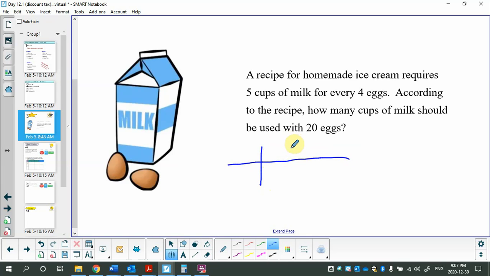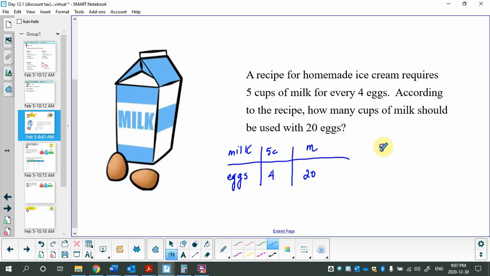So I'm going to set up the tic-tac-toe board because there's a comparison. So anytime you have a comparison, you can do this. So we've got milk and we've got eggs. And according to this ice cream recipe, every time we have 5 cups of milk, we need 4 eggs. And we're going to bump up the recipe and use 20 eggs, so it's got to go there. And we need to figure out how much milk there is.